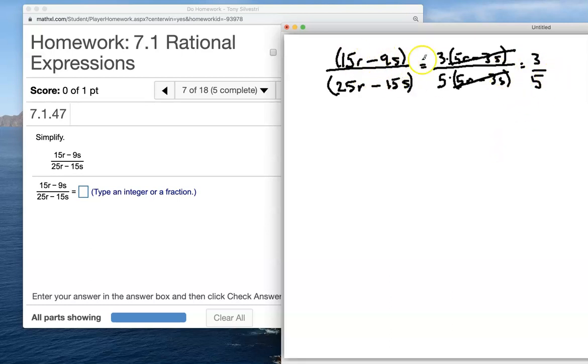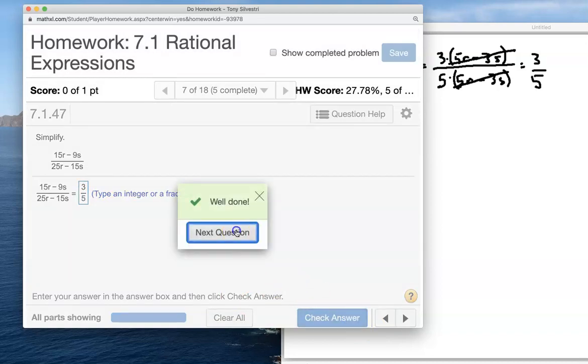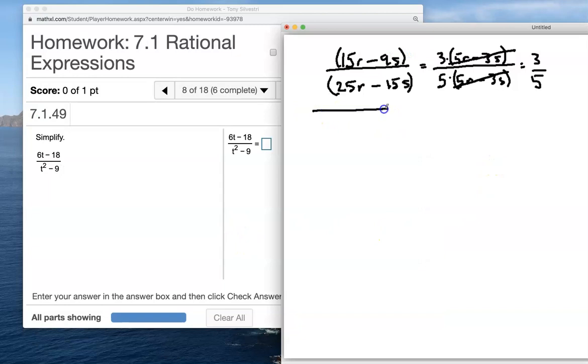Now, what would you rather look at, this or this? I think the 3/5 is cleaner and nicer. And that's the whole idea behind doing these problems. Let's check that answer. Well done. Super duper. Okay, let's see this guy. I think I could sneak this in.